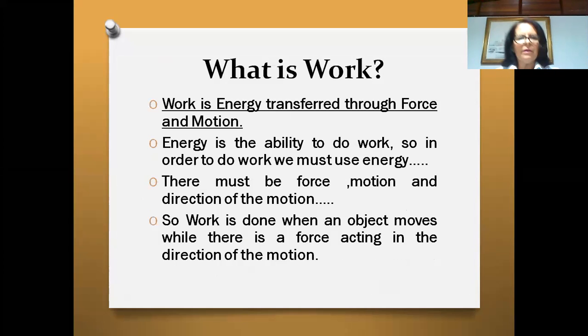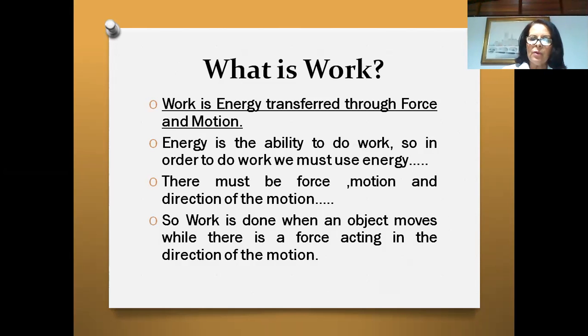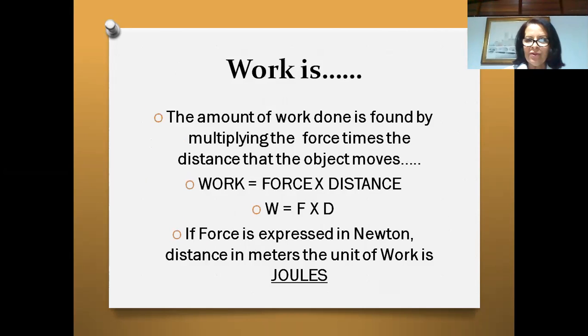So what is work? Work is energy transferred through force and motion. Energy is the ability to do work. So in order to do work, we must use energy. We also need to use force and motion and direction in the same way of the motion. So work is done when an object moves while there is a force acting in the direction of the motion.